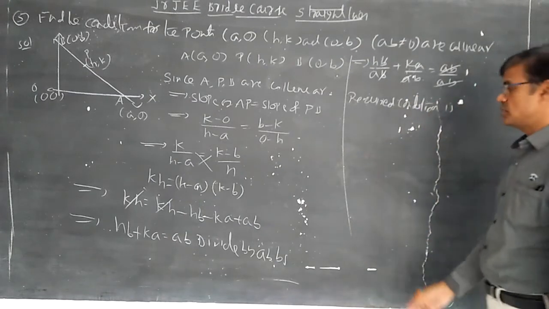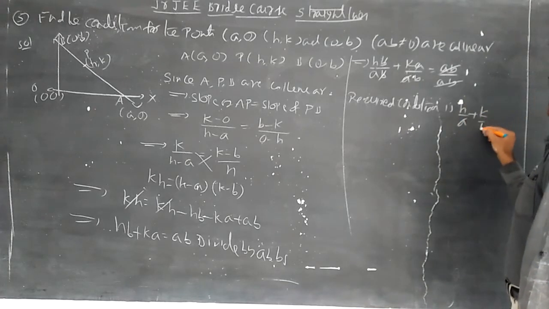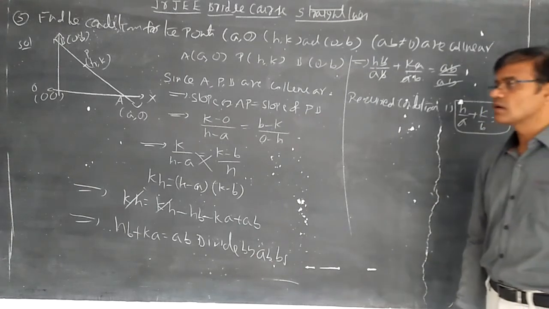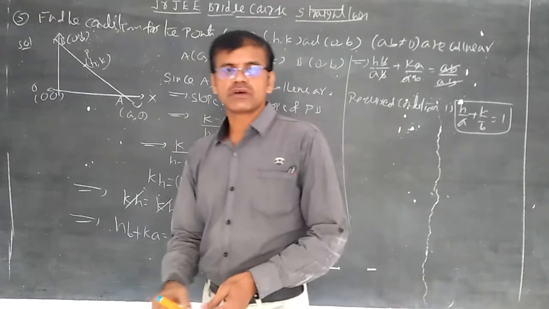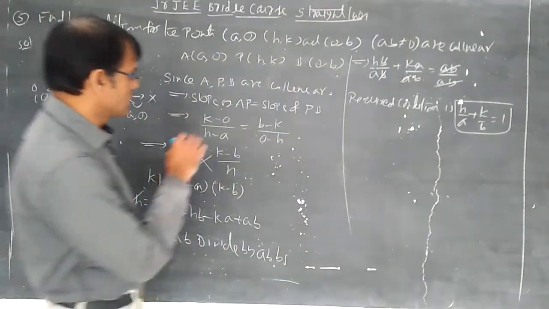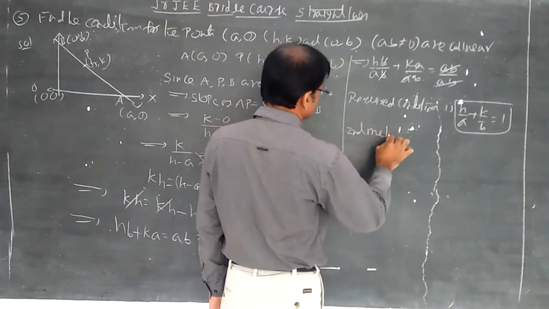The required condition is h by a plus k by b is equal to 1. Try to understand that this is the form of the equation of a straight line in intercept form. This is a long method. Another short method is there.